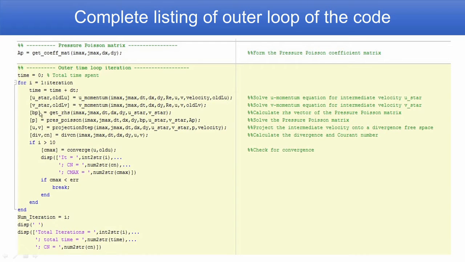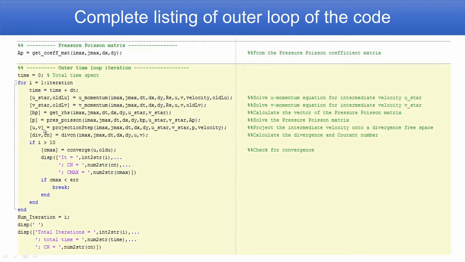So, BP equal to get RHS I max comma J max comma dt comma dx comma du comma dy comma u star and v star. So, this line calculates the RHS vector of the pressure Poisson matrix. Then you solve the pressure Poisson equation, and that is what is shown here. Then you project the step, this we have just now seen, to get u and v.